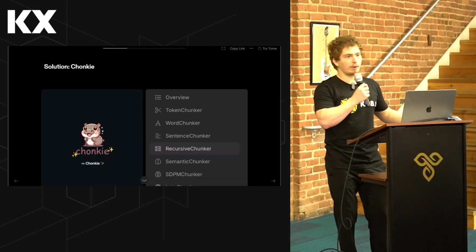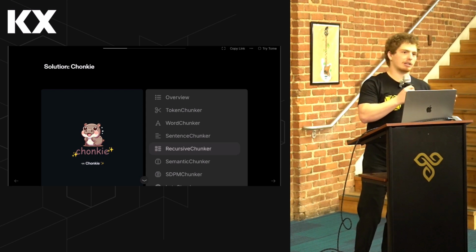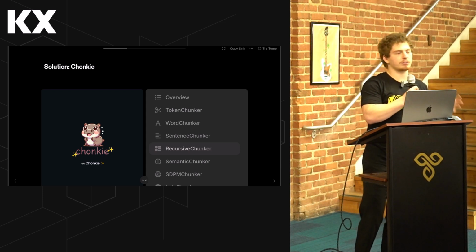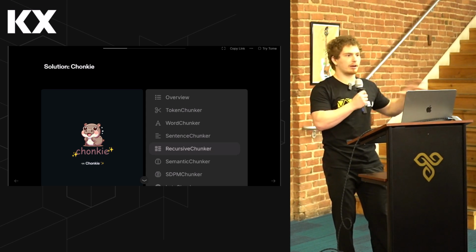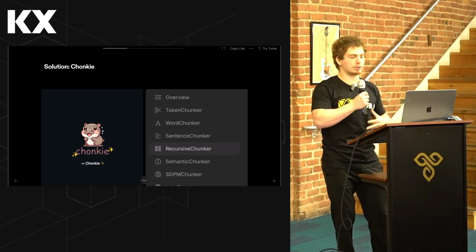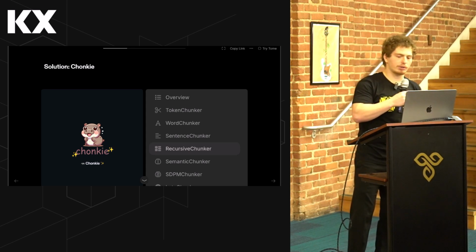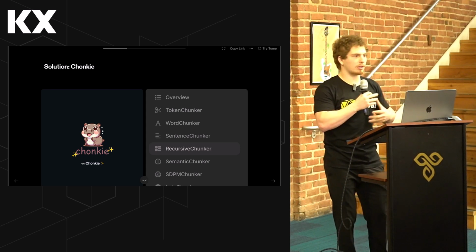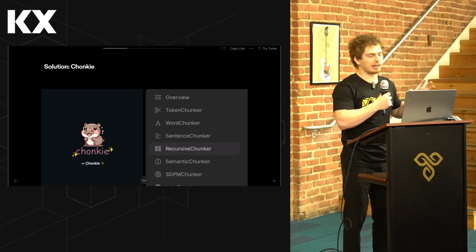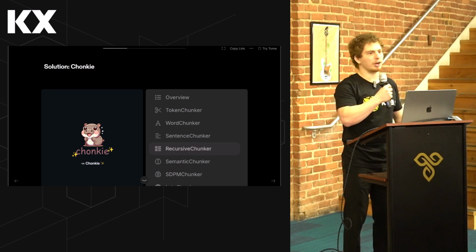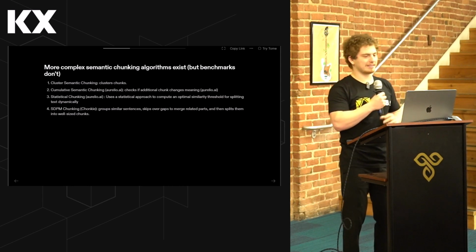Well, one library that I really like is Chonky. Chonky is a great minimalistic chunking library that makes a lot of these decisions for you. It has very few dependencies, and it has a lot of different chunking options. It has a sentence chunker, a recursive chunker, a semantic chunker with lots of different params that you can choose, and even a complex chunking algorithm called SDPM chunking. We'll get into that in a sec.